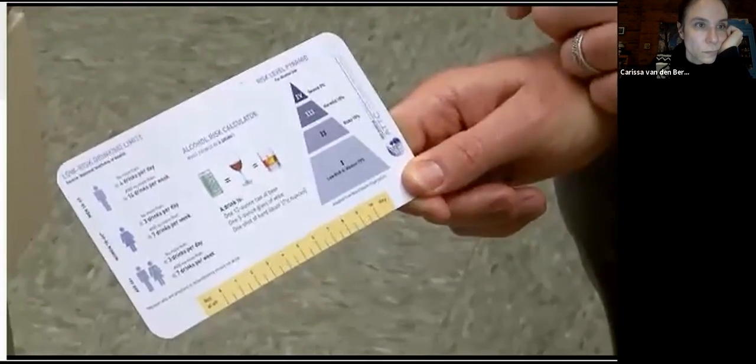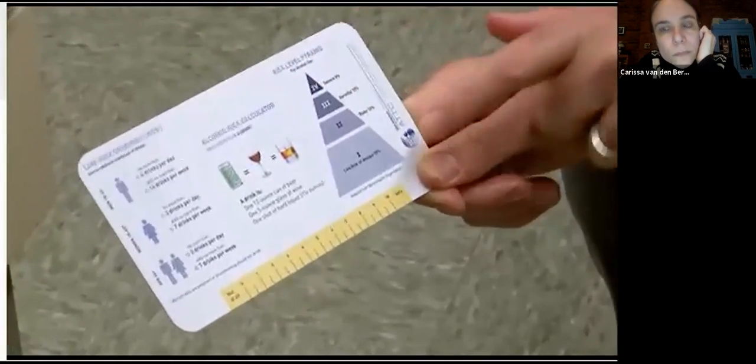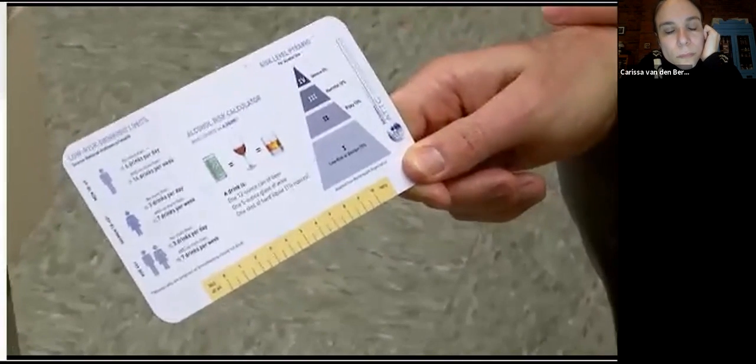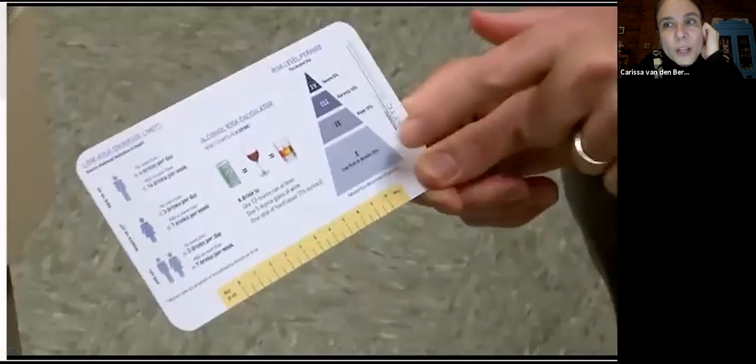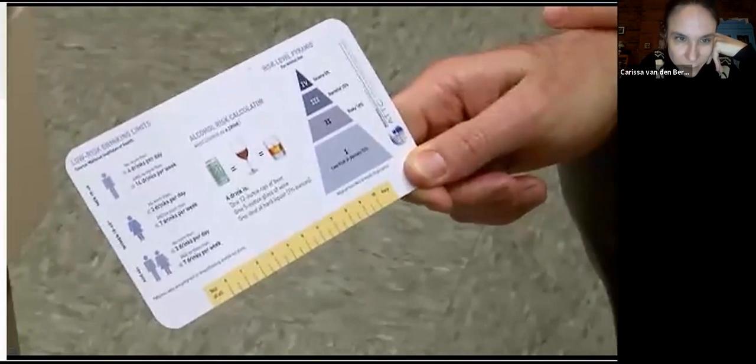And so if you look on this, there's a pyramid, and you can see zone 4 at the top, and then the lowest risk zone where most people fall, you can see, is zone 1. And to be in zone 1, you'd have to have no more than 4 drinks a day and no more than 14 drinks in a week. Oh, geez, I got that beat in 2 days.